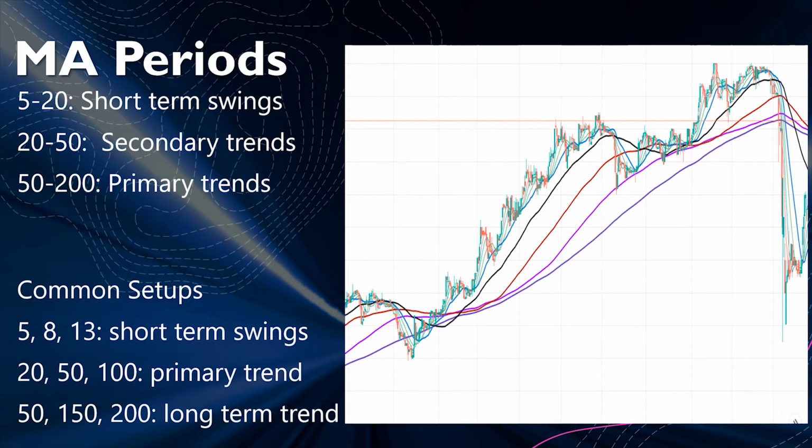There are common setups using the simple moving average. 5, 8, 13 MAs are used by short-term swing traders and day traders. 20, 50 and 100 are used to identify secondary trends within a primary trend. MAs 50, 150 and 200 are used to identify the long-term trend. A skilled trader may utilize different MA sets and combinations of short and long periods in his strategy.